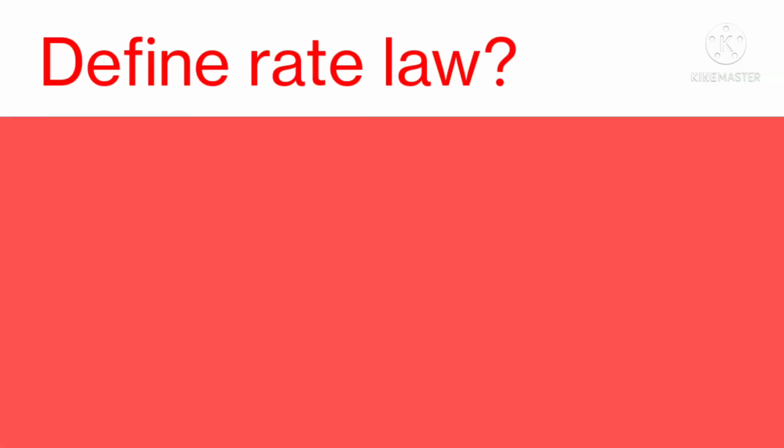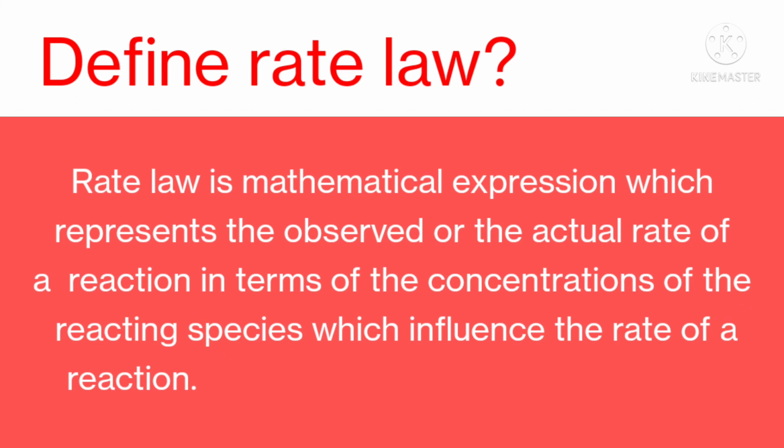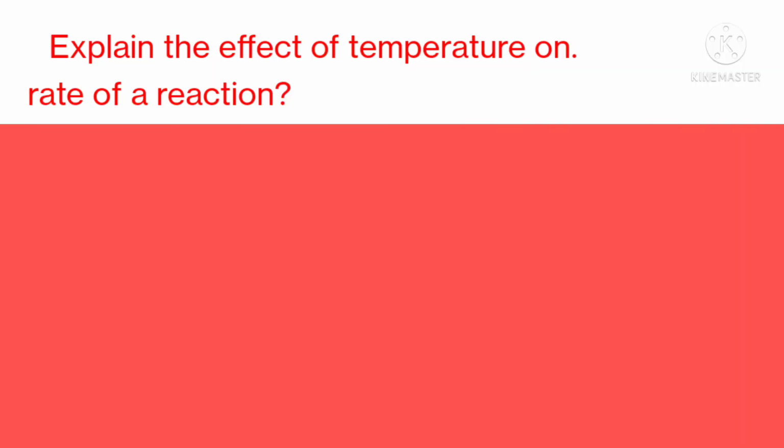Define rate law. Rate law is a mathematical expression which represents the observed or the actual rate of a reaction in terms of the concentrations of the reacting species which influence the rate of a reaction. The expression that tells us the actual dependence of rate on the concentration of species is called the rate law expression.